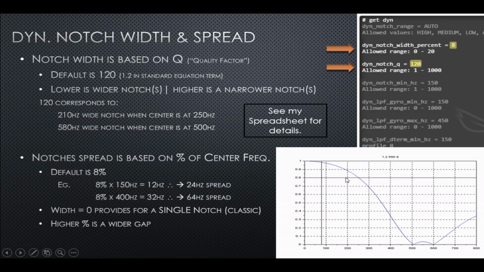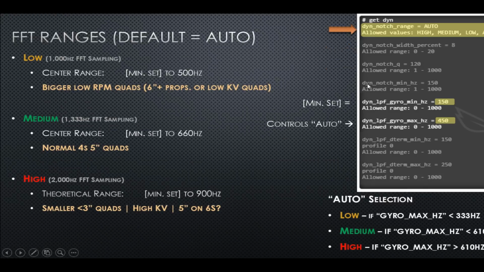That's what that is. Okay, so we already kind of touched on this a little bit before, and the low pass filter 1 on the gyro and on the D term are dynamic by default, and they range from 150 to 450 or whatever you have your max set to. So it's essentially following the motor peak to some extent.